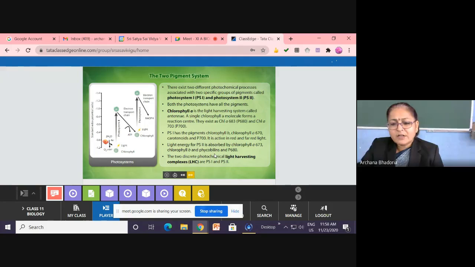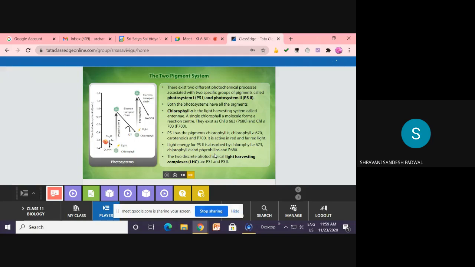Now repeat. What are the two pigment systems or photosystems? You have to learn three things: the photosystems, their reaction centers, and the pigments present there, and which wavelength of light they absorb. So say it quickly now. Ma'am, PS1 has chlorophyll B, chlorophyll A, and carotenoids, and its reaction center is P700. It is active in red and far red light.